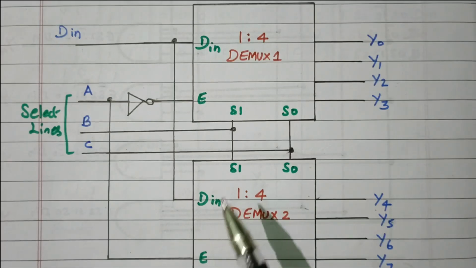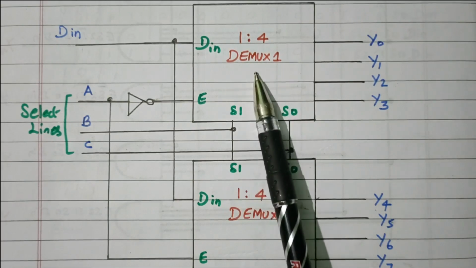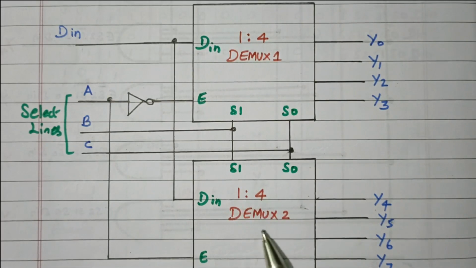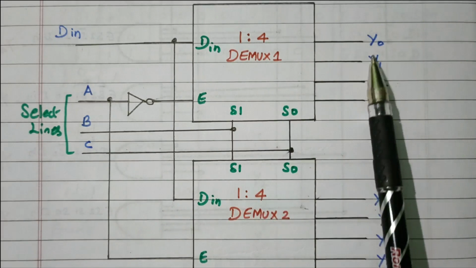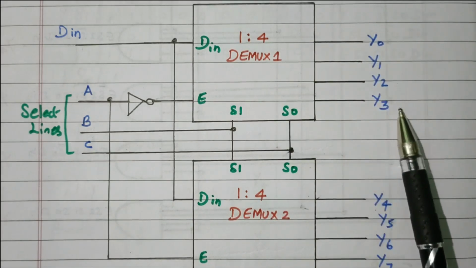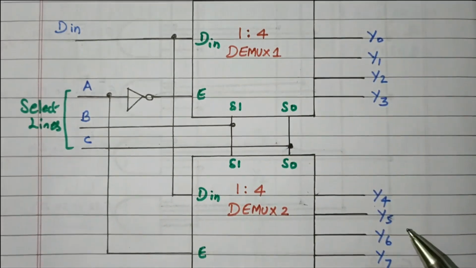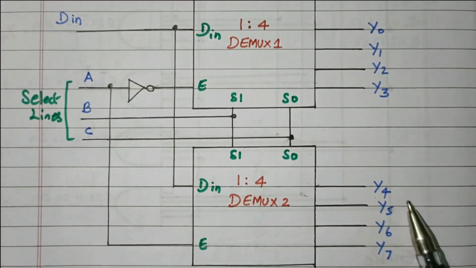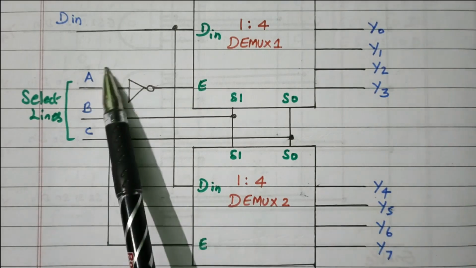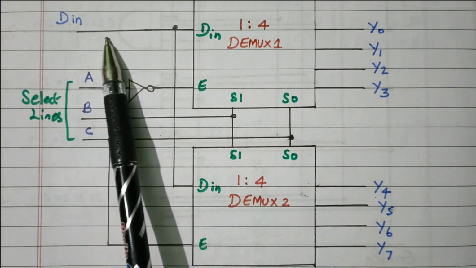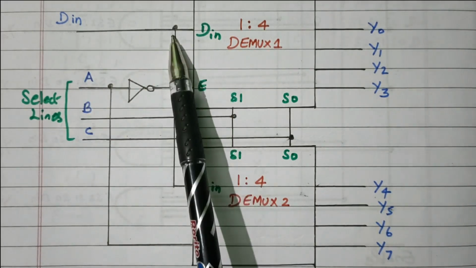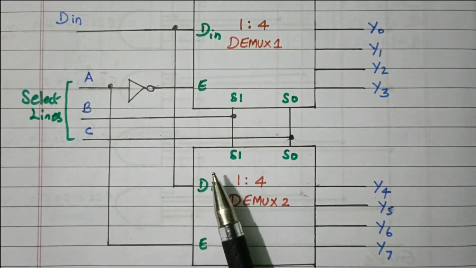So this is the logic diagram. This is the first 1:4 demux, dmux1. This is the next 1:4 demux, dmux2. We are using two 1:4 demuxes, right? So these are the corresponding outputs y0, y1, y2, y3. Similarly y4, y5, y6 and y7. There are 8 outputs, so that we get the 1:8 output. The D in is the input signal that is given to dmux1 as well as dmux2. The input D in is given to both the dmuxes, right?